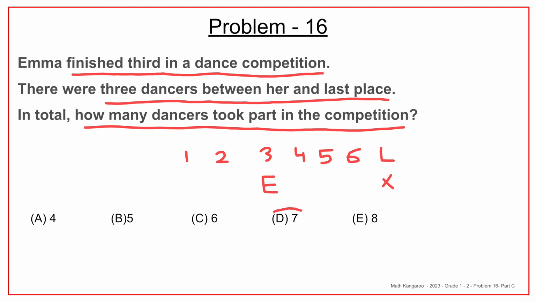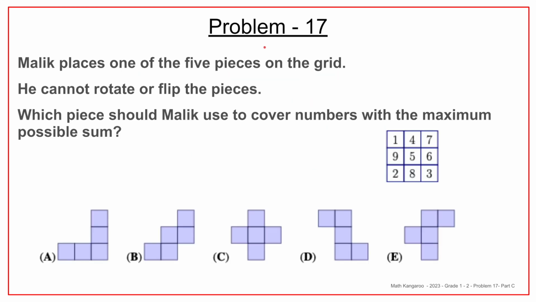So our answer is option D. 7 dancers took part in the competition. Problem 17. Malik places one of the 5 pieces on the grid. He cannot rotate or flip the pieces. Which piece should Malik use to cover the numbers with the maximum possible sum? So we have to put this piece on this and see which covers the maximum possible sum.